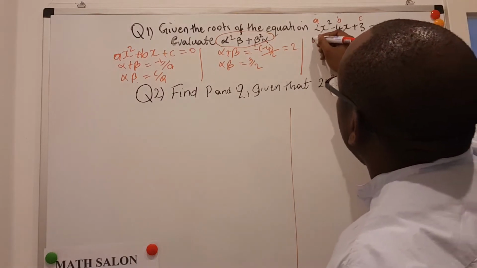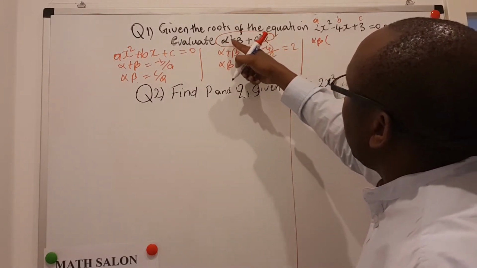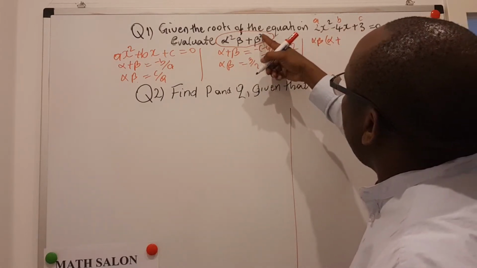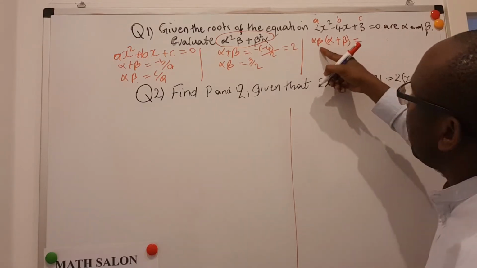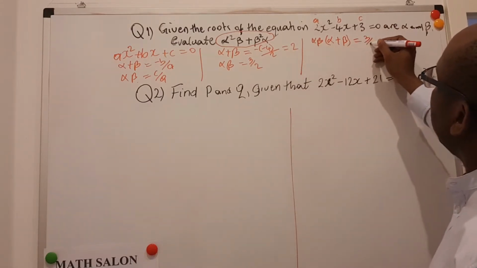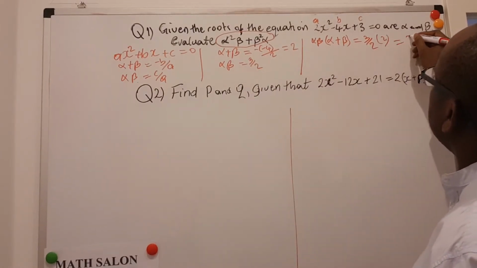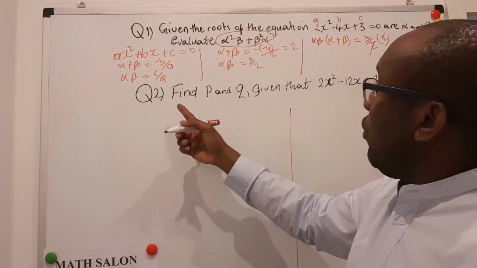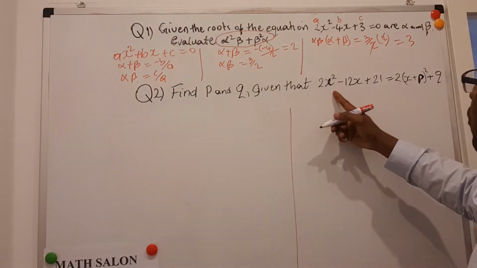So alpha beta then, if I factorize alpha and beta from here, 1 over beta alpha remains. Plus, if I remove alpha and beta here, 1 over beta remains. And this is equal to the product of the roots, 3 over 2, times the sum of the roots, 2. So this is equal to 3. The 2s cancel off.